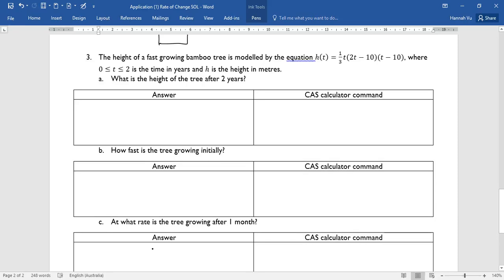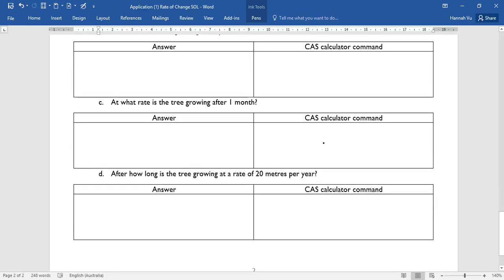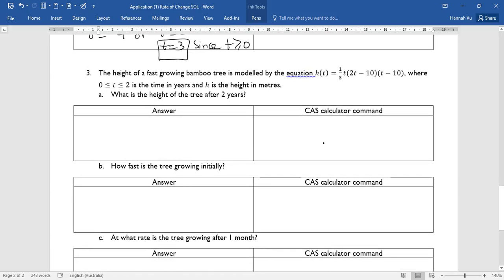Question 3 now. This is the equation. You want to pay attention to the units. Time here is in years, because later on it asks for 1 month. You probably have to convert 1 month into years before you can substitute the t value into the expression.